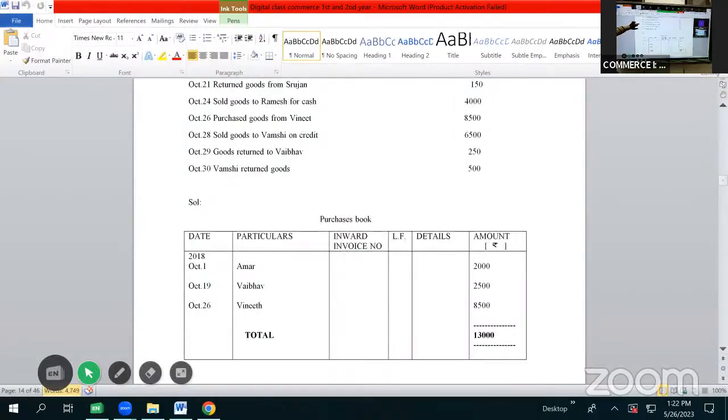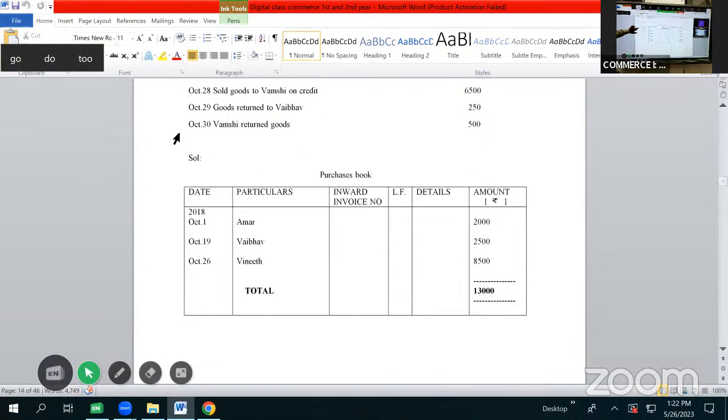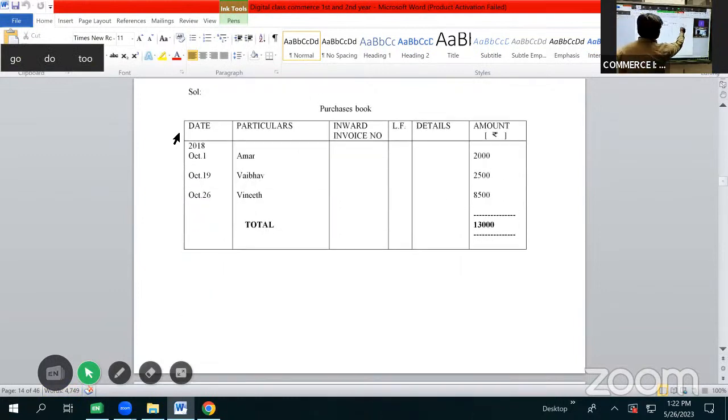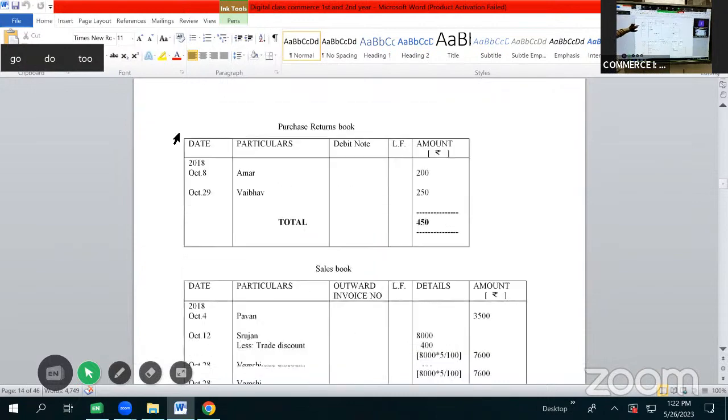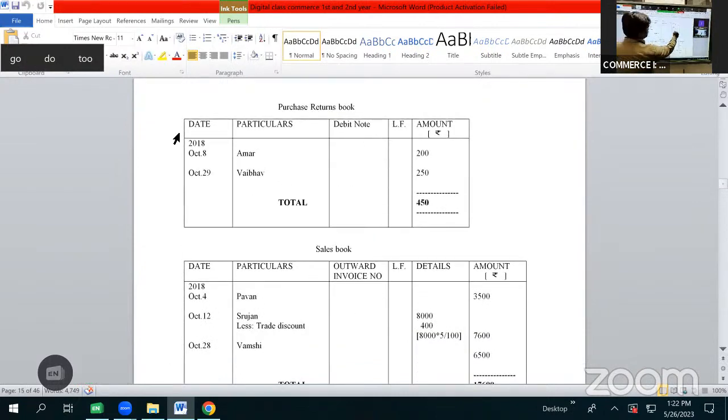So now we are done with all the transactions. Now let us just give the total for all the books. So 8 plus 2, 10, 10 plus 2, 12, 12 plus 1, 13. So the total of purchases book here will be shown as total 13,000. Then after purchases book, we have purchase returns book, a total for each, which is 200 plus 2, 450. So here we'll be showing it as total 450.